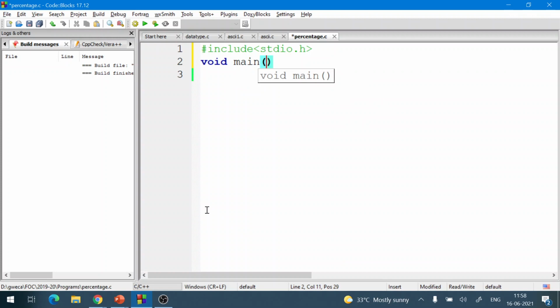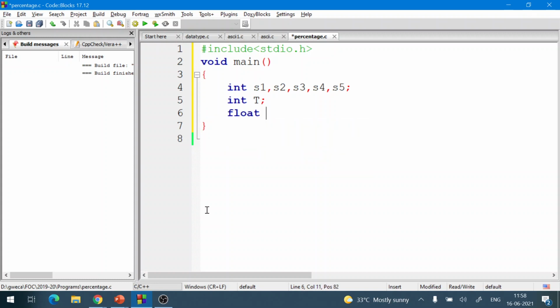So void main, then suppose I take marks as integers, so int s1, s2, s3, s4 and s5. So I have 5 subjects. If marks are integers, then I take total also as an integer, but the percentage will be a float, because a percentage cannot be an exact number. In this way we decide the data types of the various data required for this particular purpose.